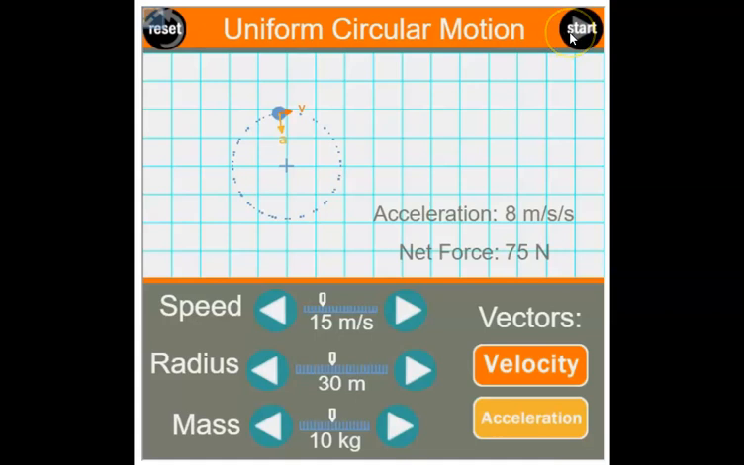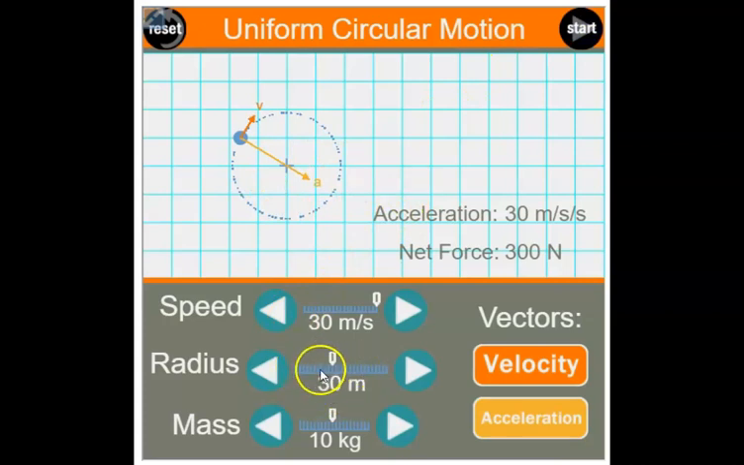Is it going to double it? Is it going to make it 150? Is it going to be squared? Is 2 squared, 4 times as much? Is it going to be 300? Let's see. You can see when we double the speed, we get a net force that's 4 times the original value. That's because the force is proportional to the speed squared.